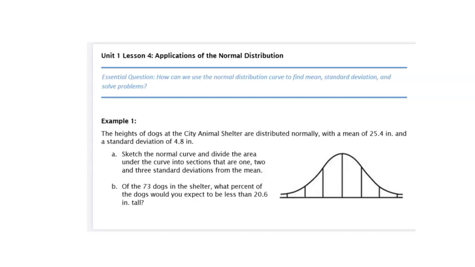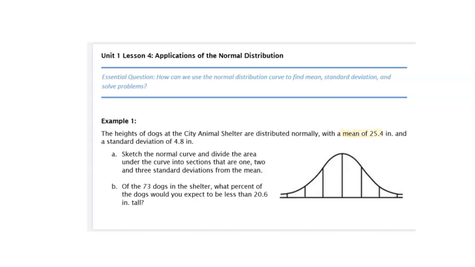So if we first analyze this problem a little bit, going back to the word problem, it says the heights of dogs at the city animal shelter are distributed normally. That's a key thing that we need to note for this particular problem. Since they're distributed normally, then we automatically should know that the mean is going to fall within the middle of our curve. Okay, so that's key for knowing to place the mean in the middle of our curve, which is once again something that we learned last week.